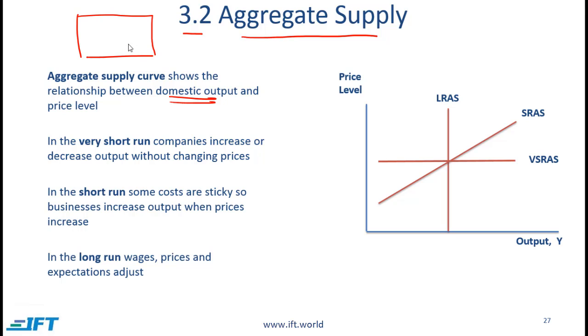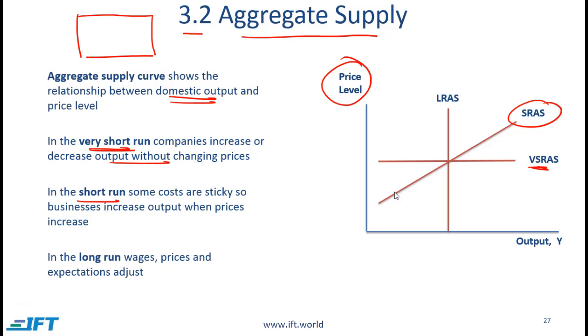If you think about the different firms or businesses in a given economy, obviously the output will depend on price level, and also the change in output will depend on the time frame that we are talking about. If we talk about the very short run, then companies increase or decrease output without changing prices. In the short run, this might be, say, months or quarters, some costs are sticky, so businesses increase output when prices increase. And that is shown over here. This is the short-run aggregate supply curve.